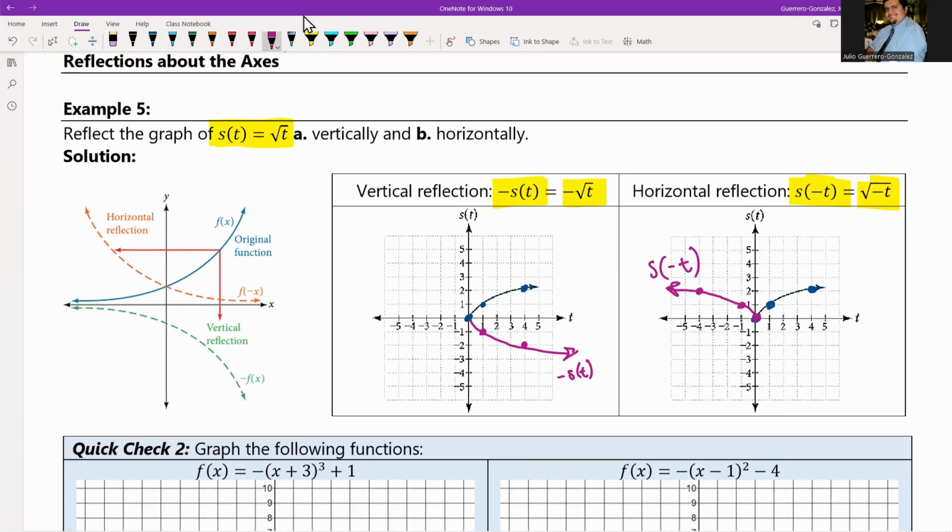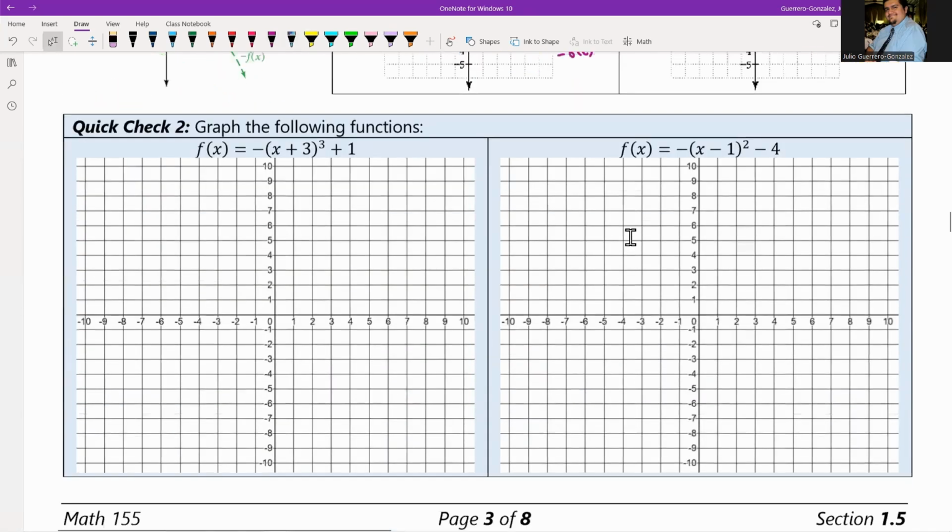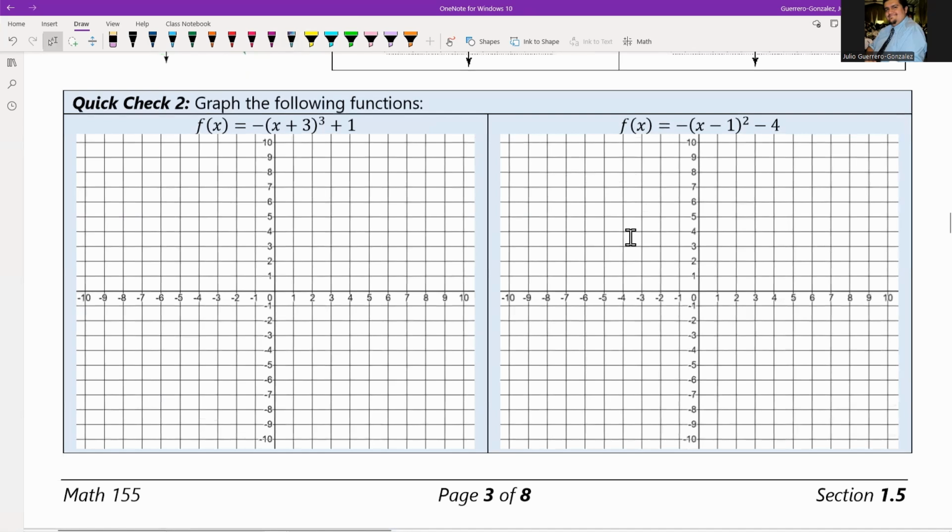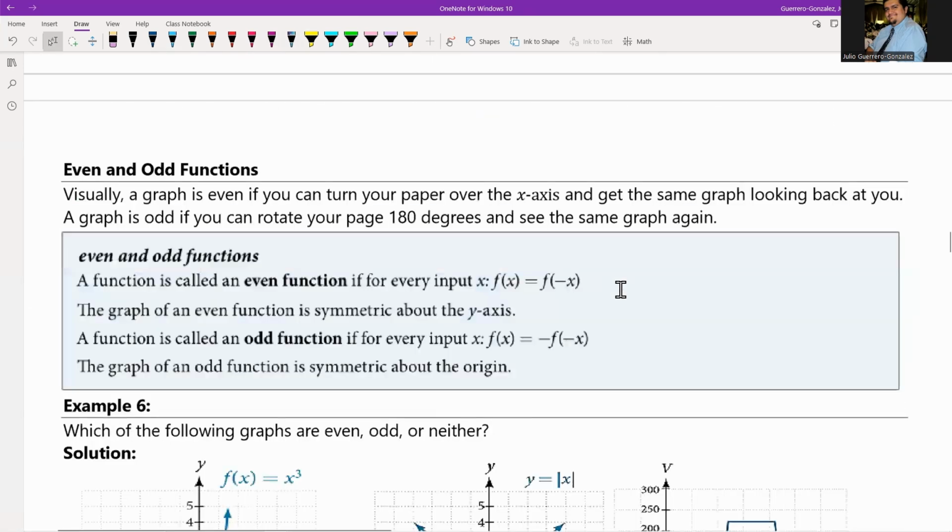So looking at these two, just how we have them, you can now combine these with the other ones that we did with the horizontal and vertical shifts. That's what Quick Check 2 deals with. So I'm stacking one more transformation on you. But the other two were simple enough. Okay. All right. Moving on.